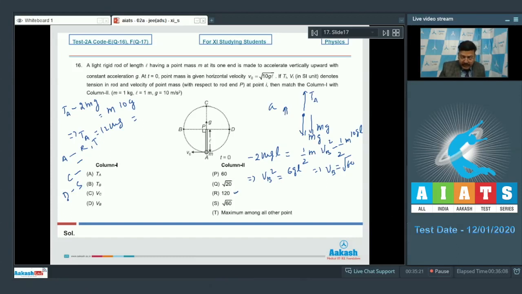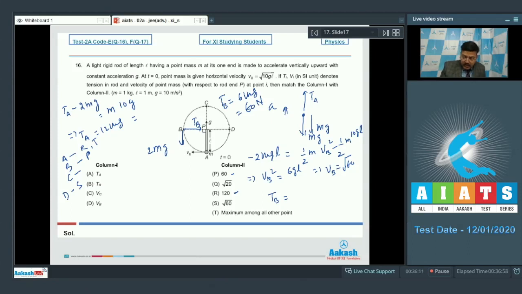Now that we have VB, we can find TB, and TB will be then at this point. If you look at the FBD, there is 2 mg, one for pseudo force and one for weight, and tension is in this direction, TB. So TB will be m VB square by L, and if you put the values, it is m 6gL by L, that means 6 mg, and this is 60 Newton. So that means B matches with P.